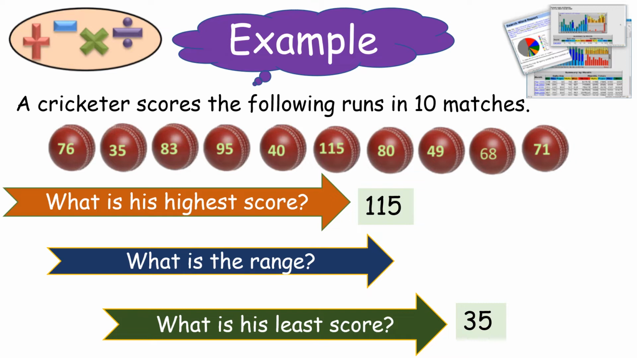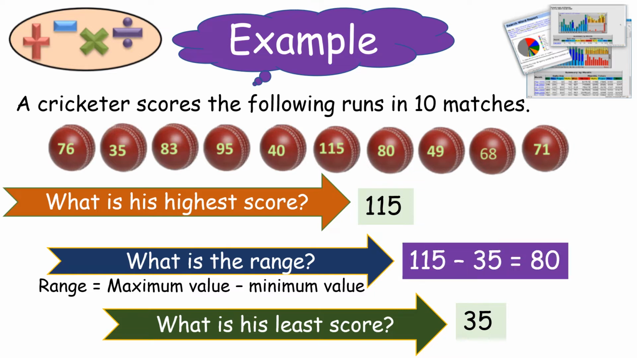So what is the range? Range is equal to the maximum value minus the minimum value. So we are going to have 115 minus 35, which is equal to 80. So the range equals 80.